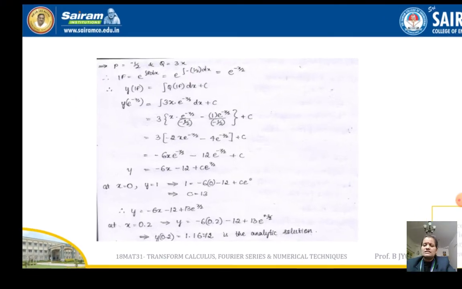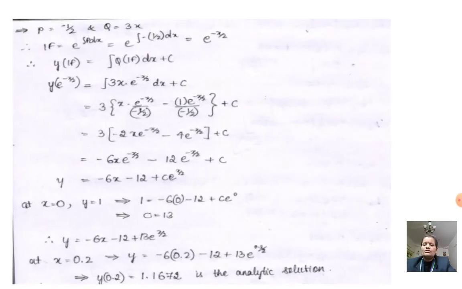So p is minus half and q is 3x, and the integrating factor is e to the power of integral p dx, that is e power integral minus half dx, or e power minus x by 2. So the solution is given by y into integrating factor equals integral of q into integrating factor into dx plus the constant. What was our q? Q is 3x. Integrating factor is e power minus x by 2, into dx, plus the constant.